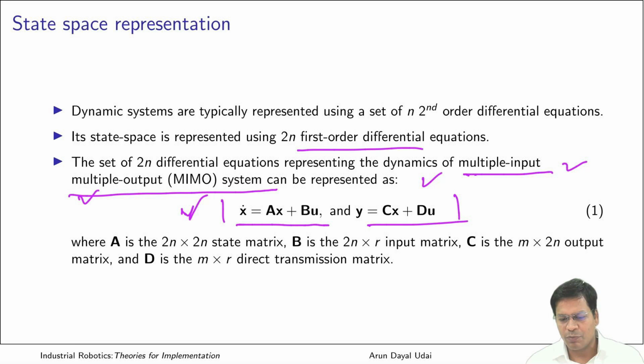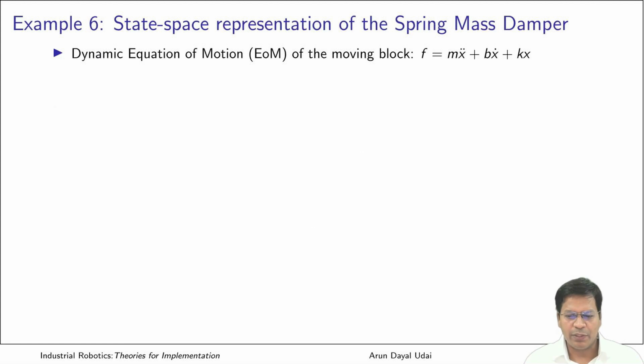Okay, so what are these terms A, B, C and D? The matrix A is a 2n cross 2n state matrix. B is the 2n cross R input matrix. C is the M by 2n output matrix. D is the M cross R direct transmission matrix. So each one of them has got some significance. We'll see by example. Okay, so let us come back to our old friend, the spring mass damper, once again.